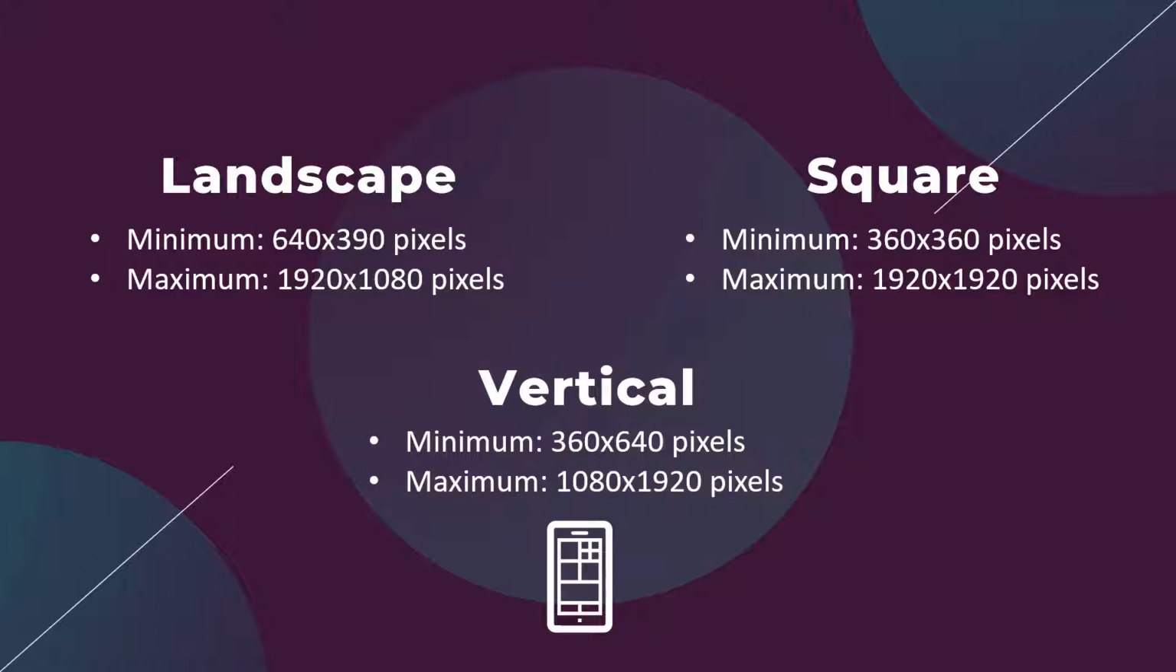We get the minimum width of 360, just like we do with the square, but the minimum height has to be 640 pixels. And then for the maximum, we're taking the landscape maximum and just flipping those numbers around, so it's a 1080 by 1920. Vertical aspect ratio videos can only be served on mobile devices, hence why I put that little emoji right there.